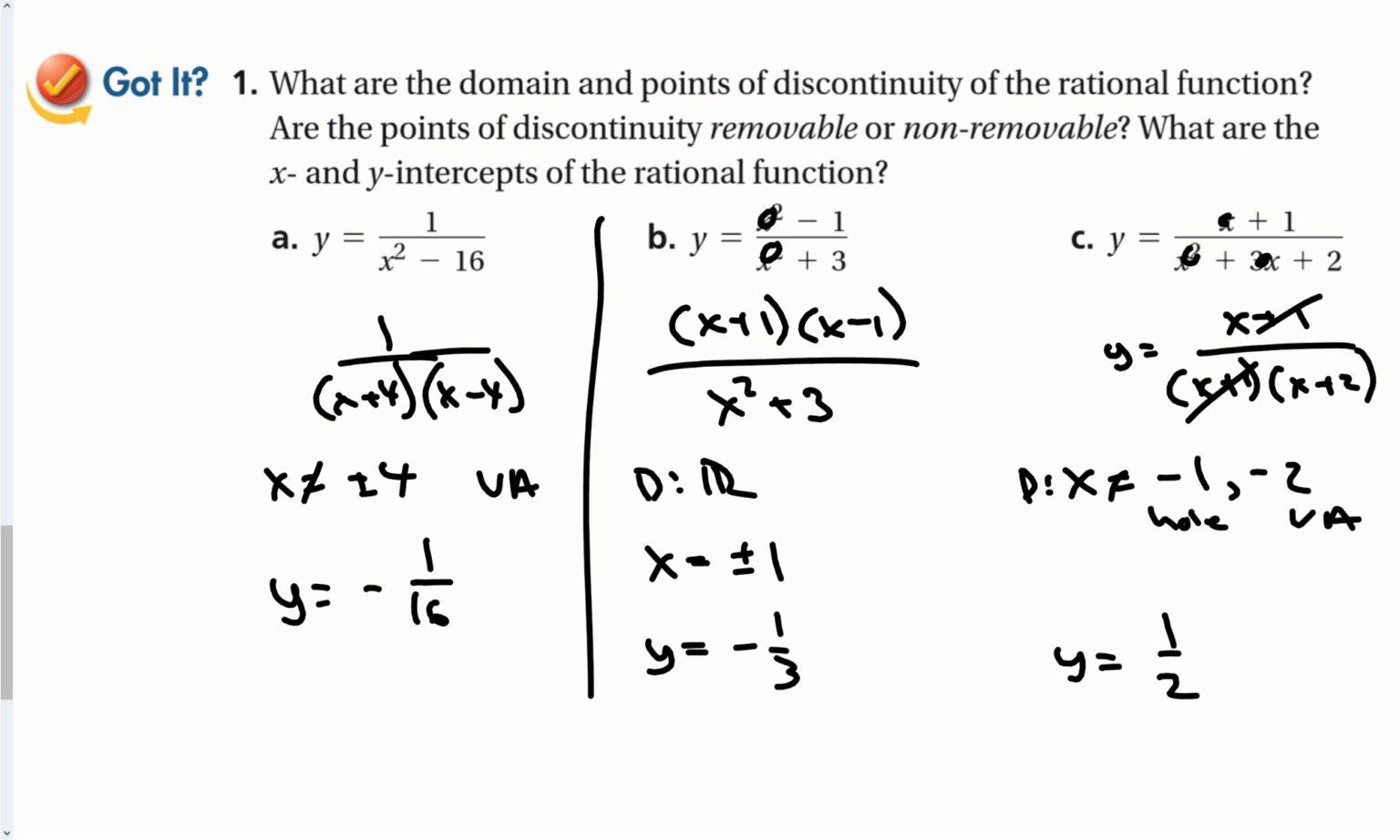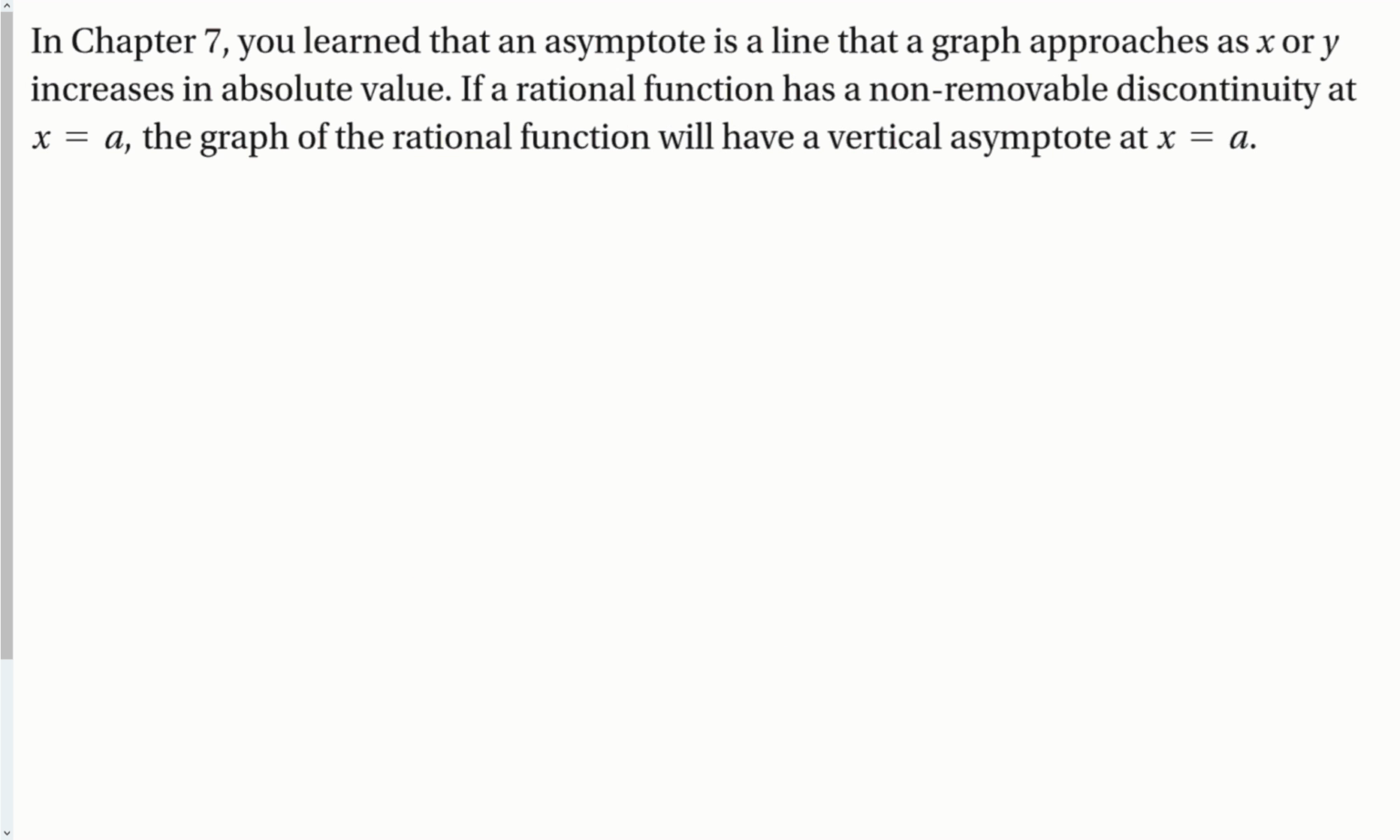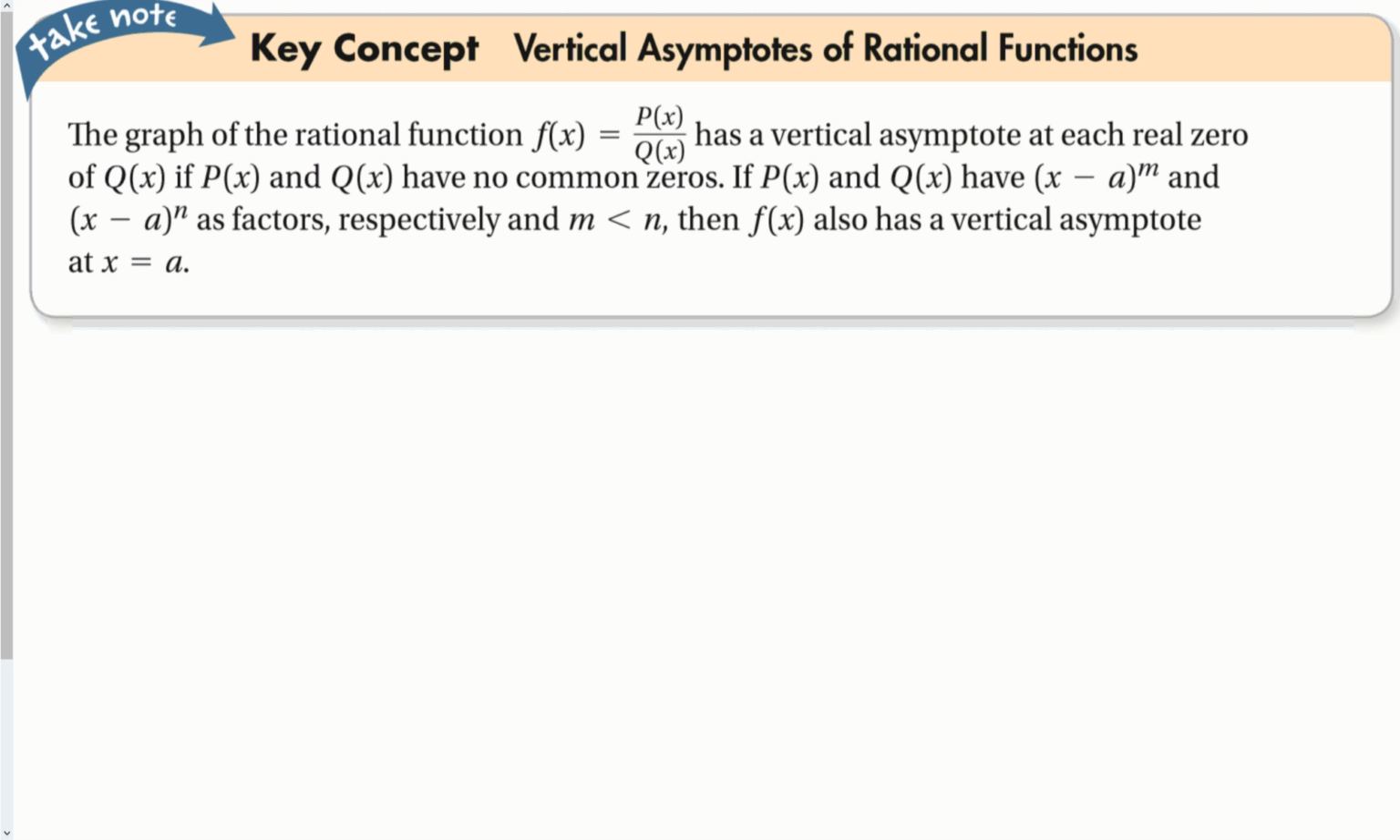All right, so in chapter 7, we learned that an asymptote is a line that the graph approaches. If a rational function has a non-removable discontinuity, it is a vertical asymptote. So we've already mentioned that, we already covered that. Okay, so the graph of a rational function has a vertical asymptote at each real 0 of the denominator as long as nothing cancels. If it cancels, it's a hole. Okay.